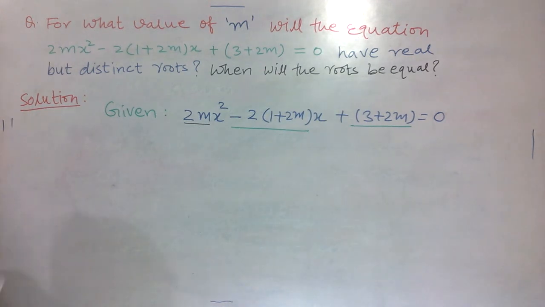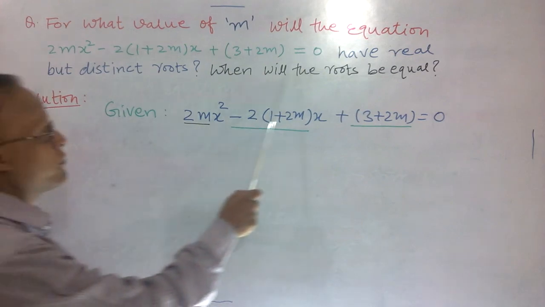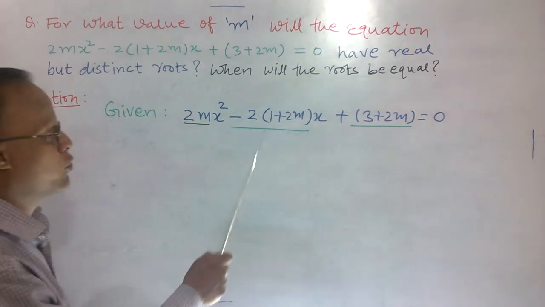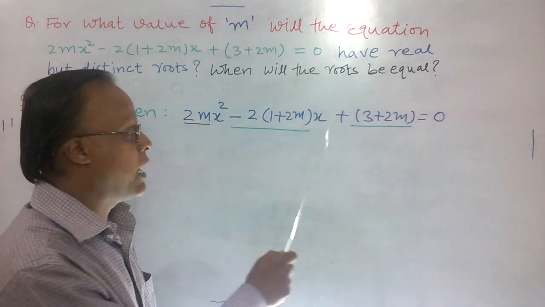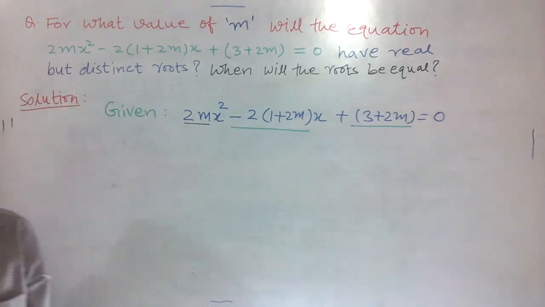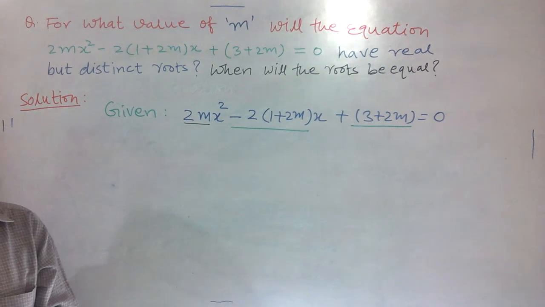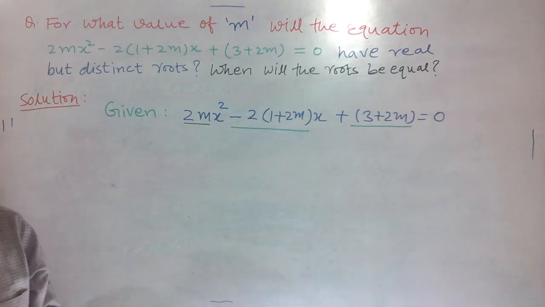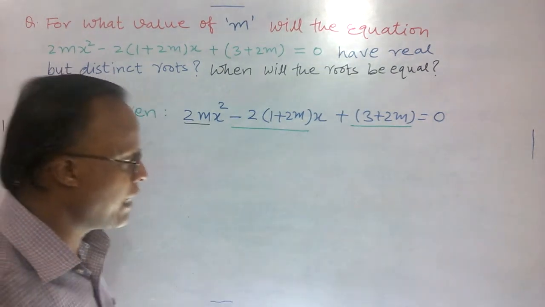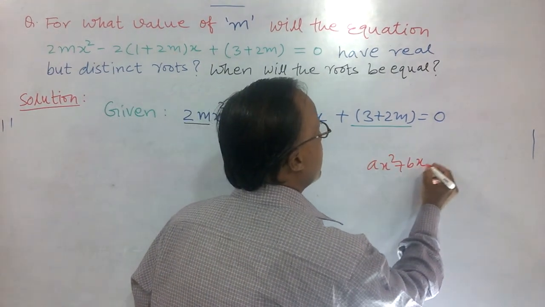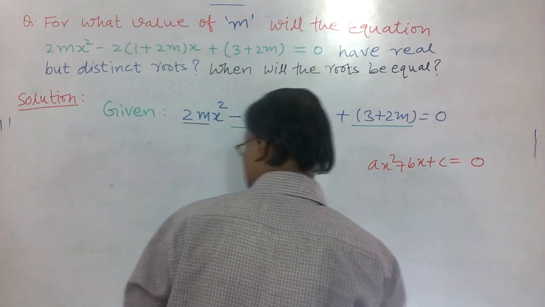So the solution of this given problem: write down the given quadratic equation, that is 2mx square minus 2(1 plus 2m) x plus 3 plus 2m equal to 0. Now compare it with your standard form of the quadratic equation. बताइए आप लोग क्या होती है वो। Yes, correct. It is ax square plus bx plus c equal to 0.